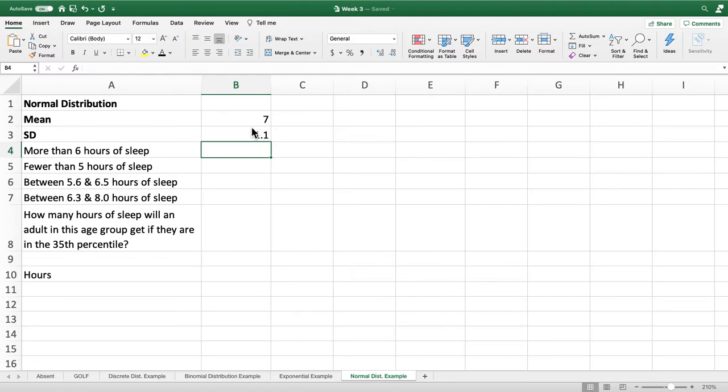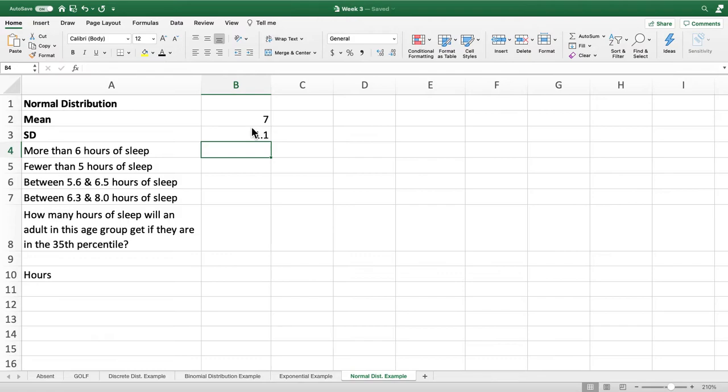And then finally, I want to know how many hours of sleep will an adult in this age group get if they are in the 35th percentile. So we are going to do this using Excel's formulas. We can do it two different ways. We can make a table, or we could just use the formula.